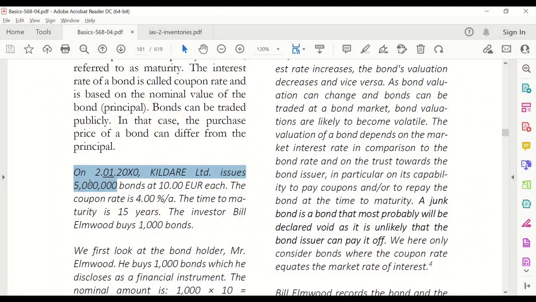In the case study KILDARE, the company issues 5 million bonds at 10 euros each. The coupon rate, which is the interest the company has to pay annually, will be 4%. The time to maturity is 15 years, which means on the 31st of December 2015, KILDARE Limited has to redeem the bonds. This results in a payment of 50 million euros to the bondholders.